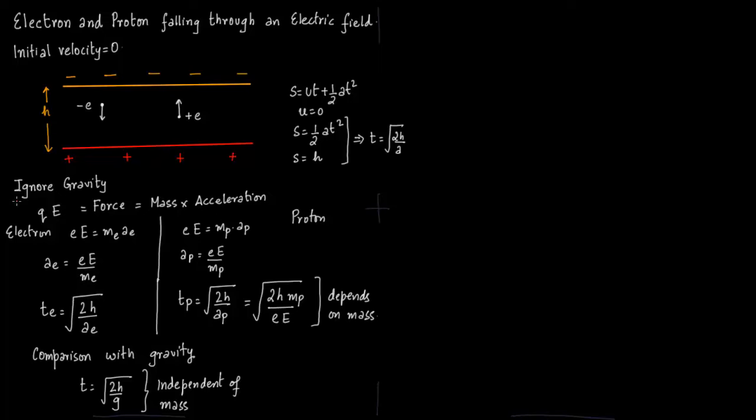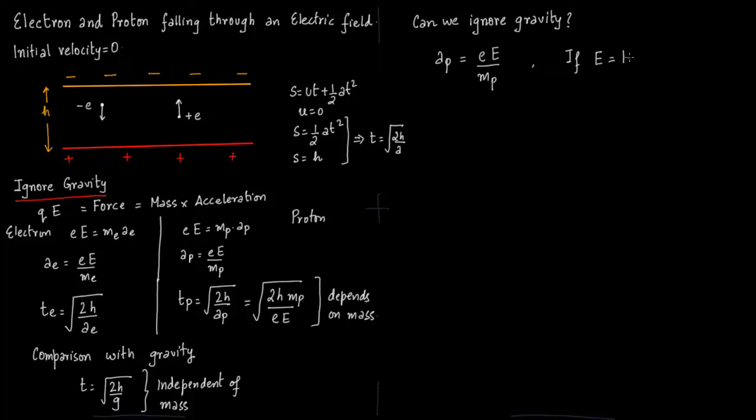So now the question is, we started by ignoring gravity. Is it justified to ignore gravity? Can we actually ignore gravity? So let us see this. We know the acceleration of the proton we calculated to be small e times capital E divided by the mass of the proton. And let us compute its value.